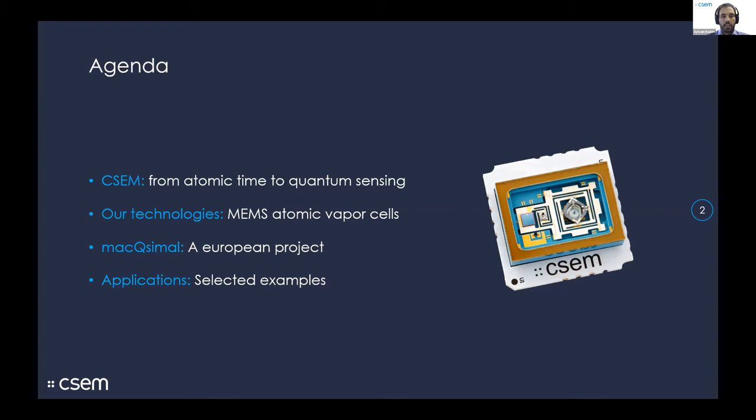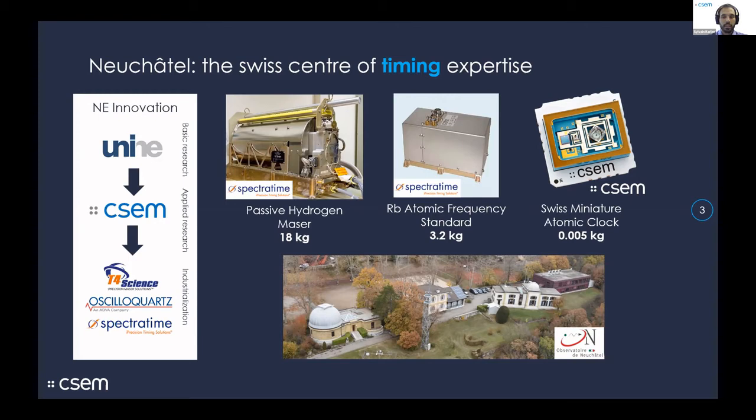So, as I was saying, our work at CSEM on quantum sensing originates from an old history of time measurement in Neuchâtel. In Neuchâtel, we have a whole ecosystem of different entities that work on time and frequency, as you can see on the left of my slide. At one end, we have the University of Neuchâtel that carries out the basic research. At the other end, we have the industry that produces and sells atomic clocks. And we at CSEM position ourselves in between as a bridge between academia and industry.